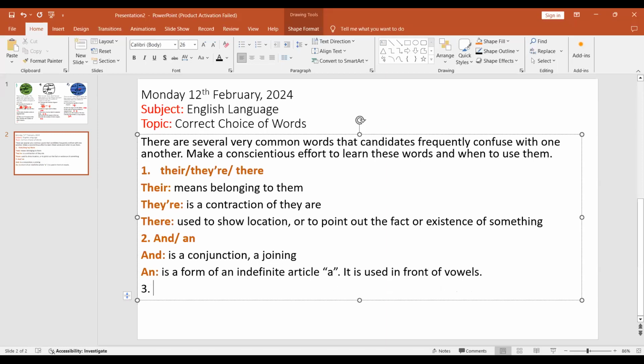Number 3. Here's a good one. How about apart and a part? Does anyone know the difference between these two?